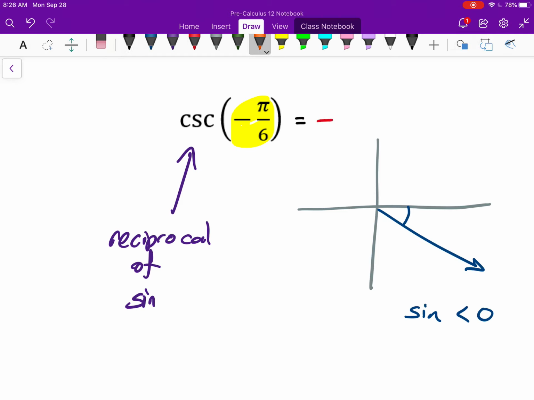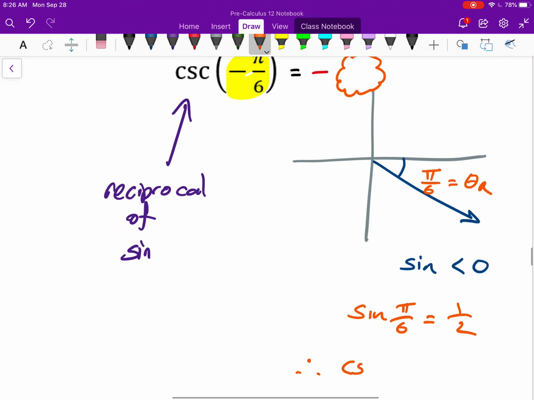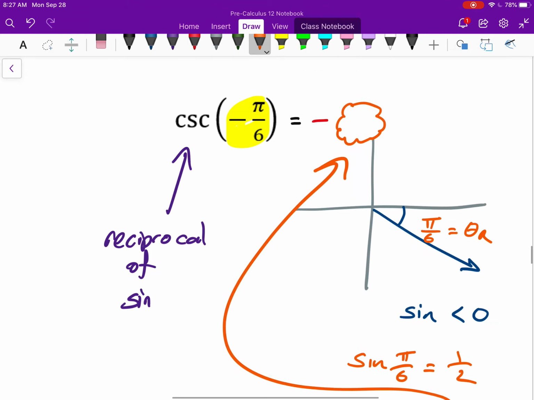Okay, negative what? Well, I got to think about my reference angle, which is pi over 6. And think about, okay, what's the sine of pi over 6? The sine of pi over 6 is 1/2. Therefore, the cosecant of pi over 6 is the reciprocal of 1/2, or 2. And that 2 is what goes right there. And so overall, the cosecant of negative pi over 6 is negative 2. And there's my answer.